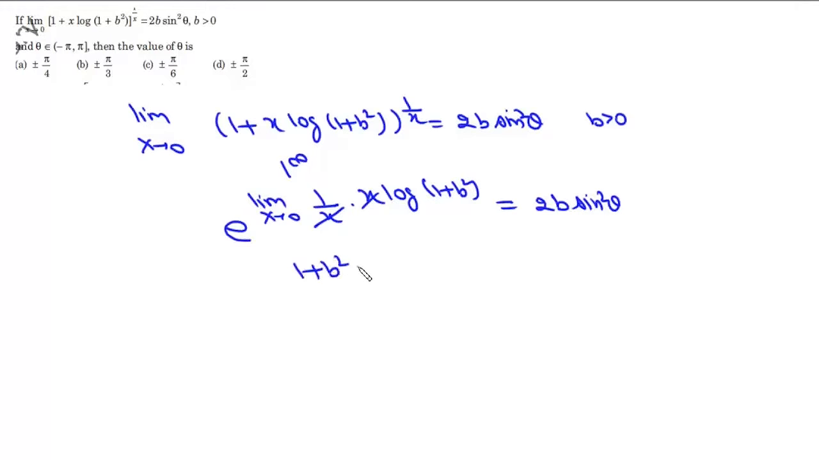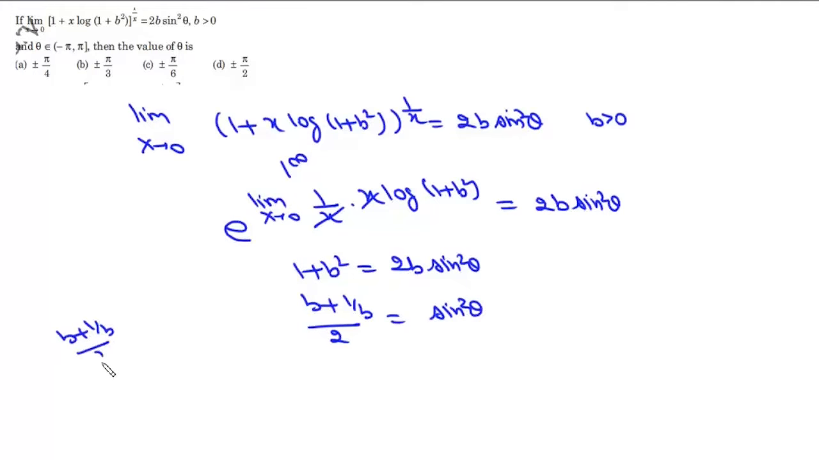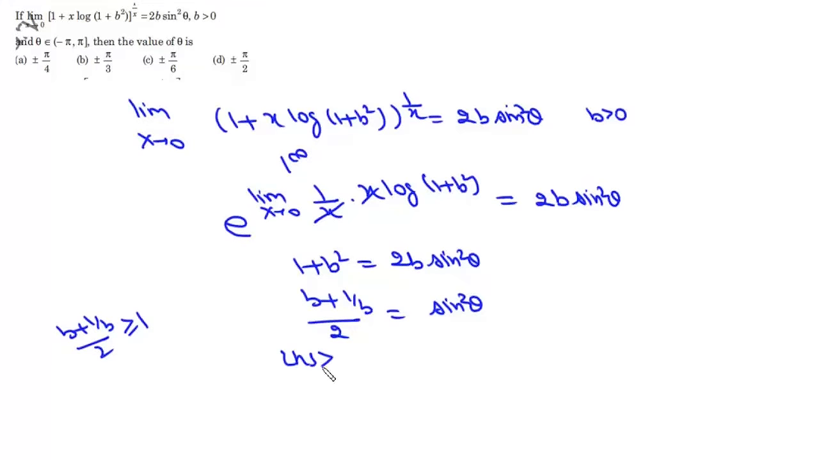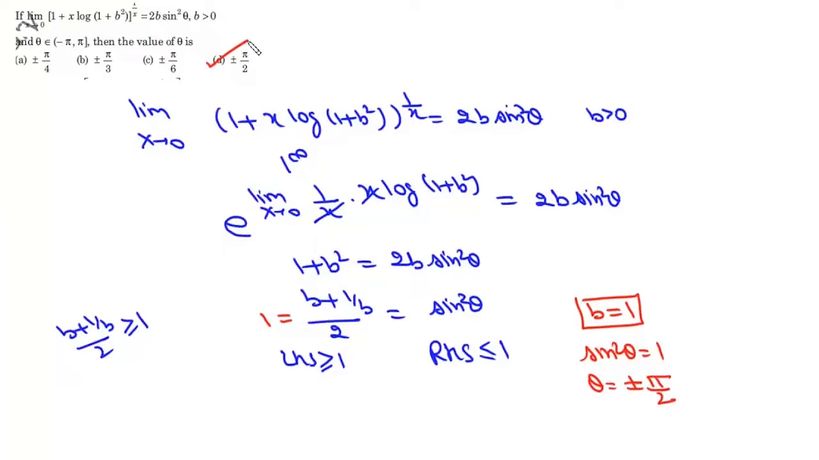Now this is 1 plus b square equals 2b sine square theta, or we can write (b plus 1 upon b) by 2 is equal to sine square theta. Now (b plus 1 upon b) by 2 is greater than or equal to 1 using AM and GM. So this left hand side is 1 or greater than 1, and your right hand side, which is sine square theta, is always less than or equal to 1. So the only case where the left hand side can be equal to the right hand side is when both of them are 1. And if both of them are 1, then value of b is 1, and sine square theta equals 1 means theta is plus or minus pi by 2. That means this option D is correct.